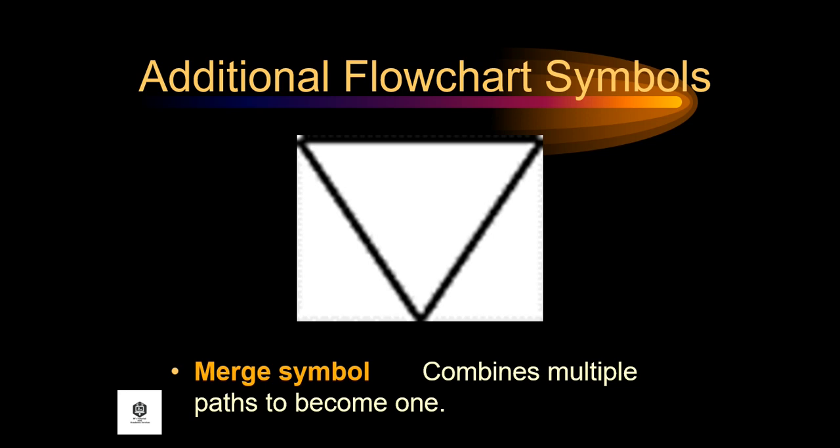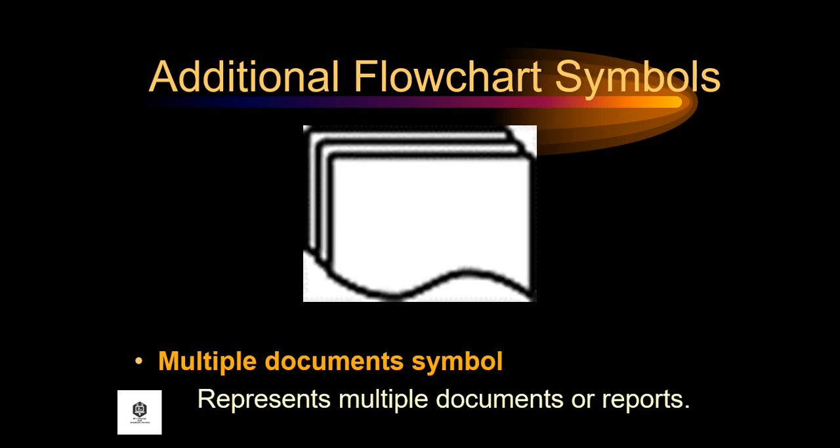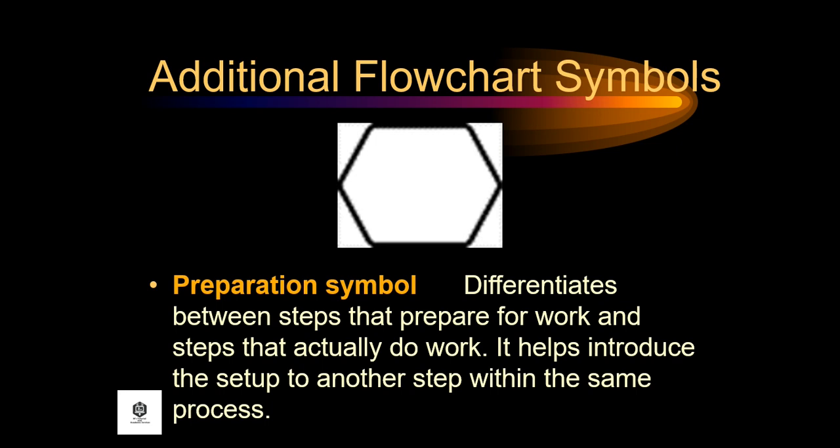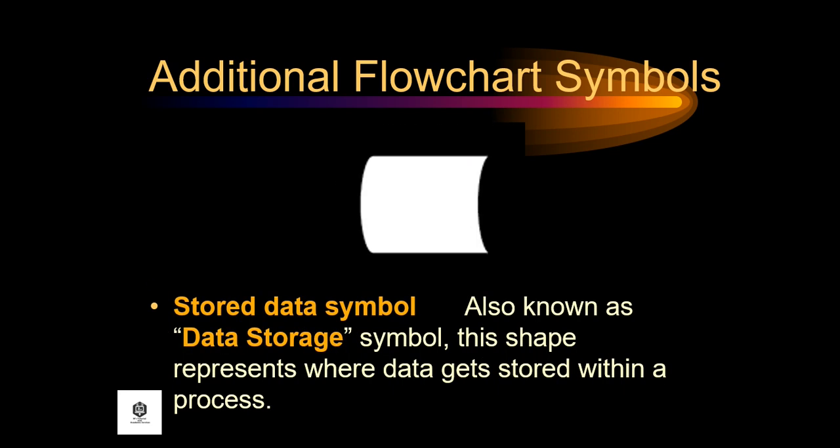Merge symbol combines multiple paths to become one. Multiple document symbol represents multiple documents or reports. Preparation symbol differentiates between steps that prepare for work and steps that actually do work. It helps introduce the setup to another step within the same process.